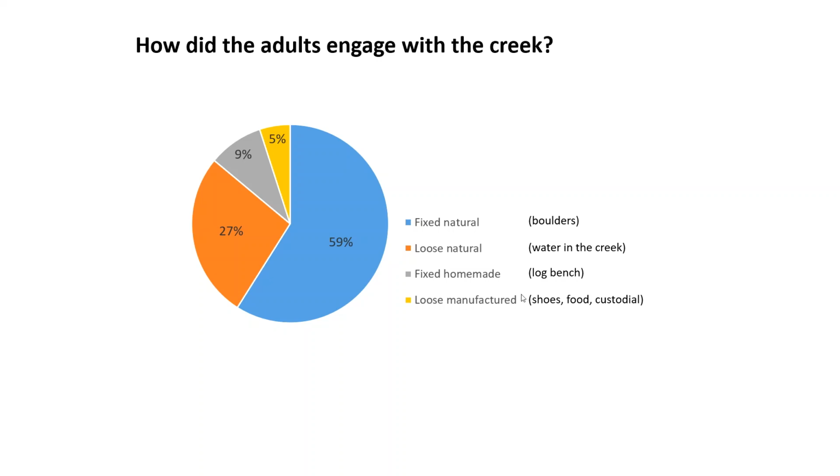We saw a lot of that happen here. But the majority of the behavior we observed in adults, they were engaged with fixed natural, or the boulders. Basically, they were using the boulders as benches while the children played in the water. So again, this provided adults the opportunity to have seats. It doesn't have to be a formalized bench. It could be a boulder as long as it was high enough to serve as a seat.